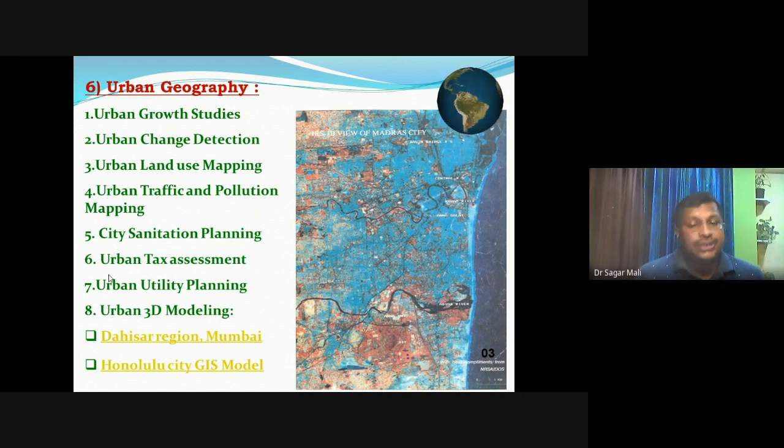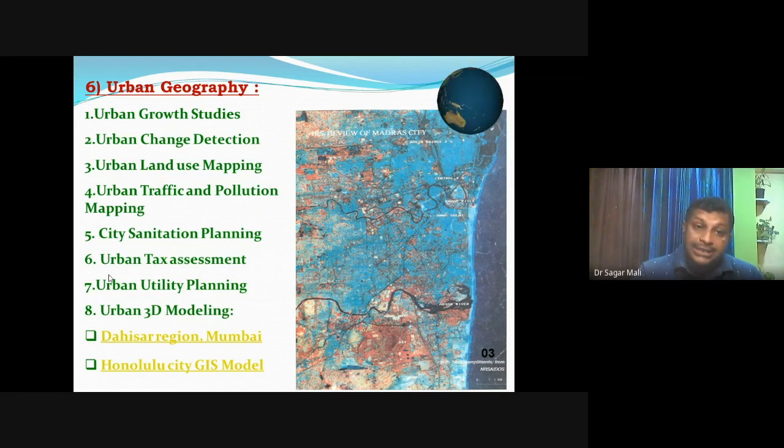Then urban change direction analysis. Urban land use is dynamic, continuously changing. So change direction analysis in the urban area we can do through spatio-temporal satellite imageries. Means satellite imageries of 10 years, 20 years back compared with the current imagery, we can find out the changes in the land use land cover in a particular urban area.